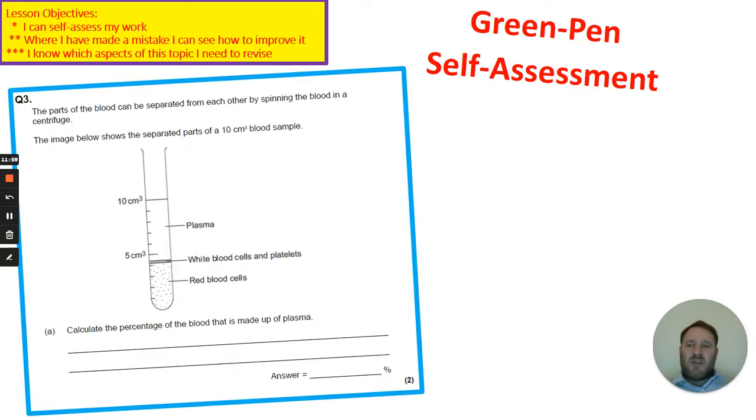Okay, question 3, brand new question. Now this one's quite a tricky one. Lots of students get this the wrong way round, and I'm not surprised. If this was on a ruler, this would be a lot easier to understand. What we need to do is calculate the percentage of the blood.